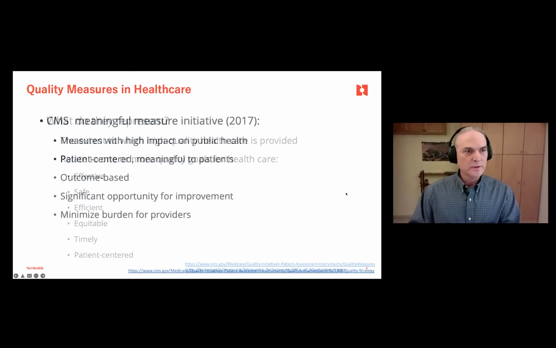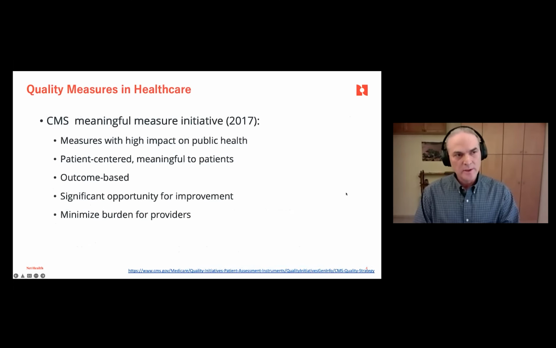One thing that's worth noting is an initiative by CMS named the Meaningful Measure Initiative. That was launched about 5 years ago. And they really try to promote measures that have high impact on public health. They also called for patient-centered measures that are meaningful to patients. They try to promote outcome-based measures, so not all measures are process-based. And especially measures that are not topped out, so measures that would have an opportunity for improvement, and also considering the burden for providers, but actually also for patients. And that's especially relevant when we talk about patient-reported outcomes.